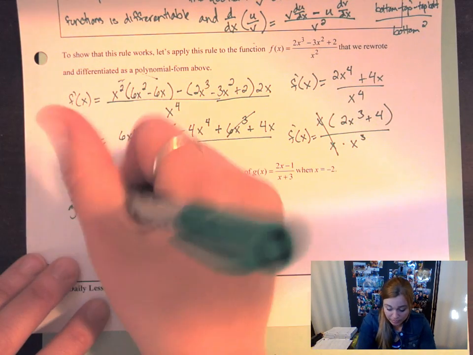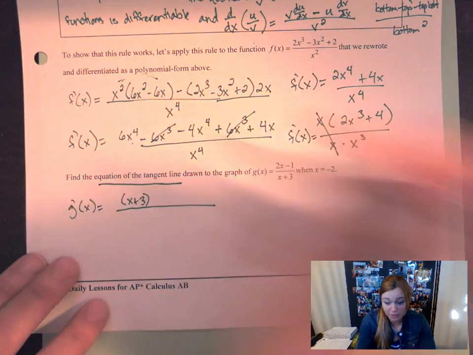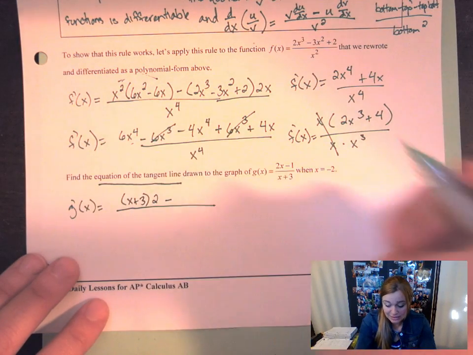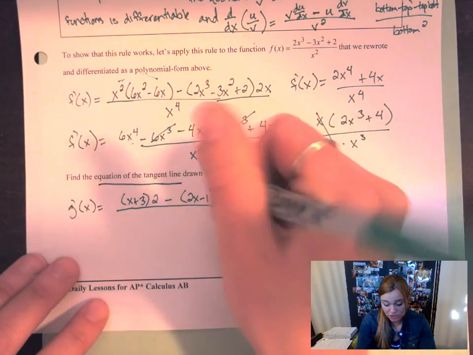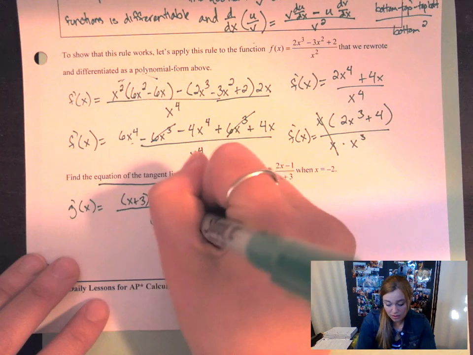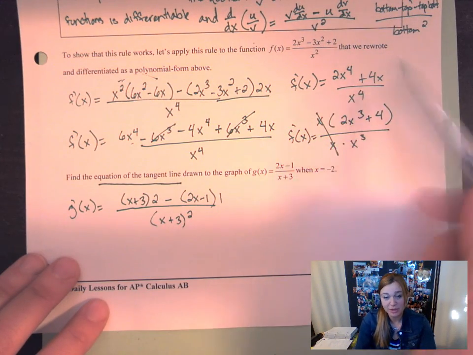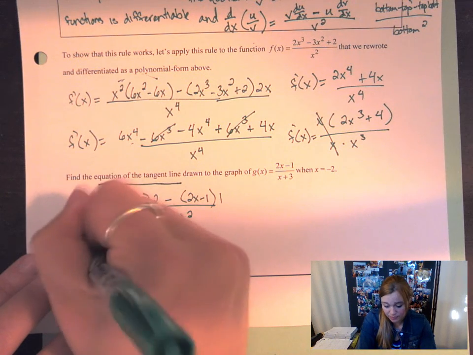So I'm going to say bottom is x plus 3 times the derivative of the top, which would just be 2, minus top, 2x minus 1, times the derivative of the bottom, which is just 1, over the bottom squared. You know how I simplified up here and did a bunch of stuff? I don't want to do that. I just want to say, well, what is g prime of negative 2?